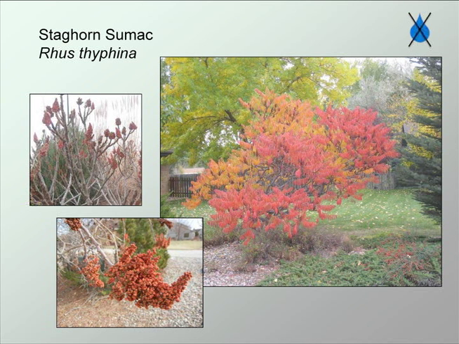Staghorn sumac is another great one for fall color, interesting seeds that the birds like. Staghorn is more of a larger shrub, beautiful fall colors you can see in this picture, interesting seed pods through the winter, but this plant here will sucker, so unless you want to put it out in the far reaches, you will be dealing with trimming back suckers or allowing it to form a colony in the area that you plant it.